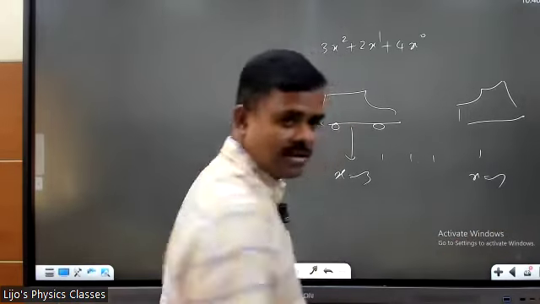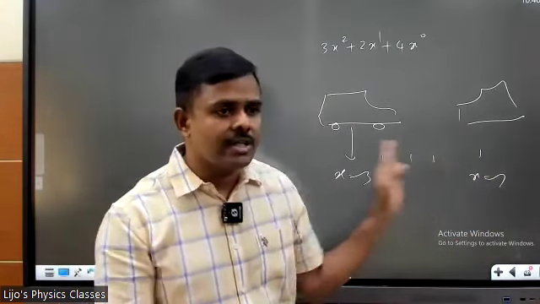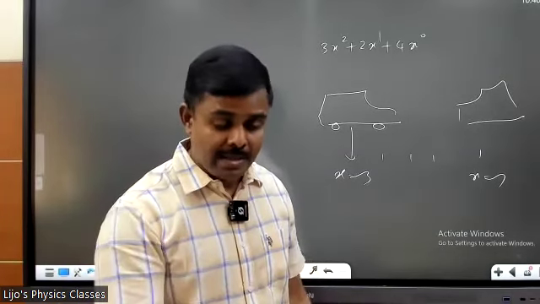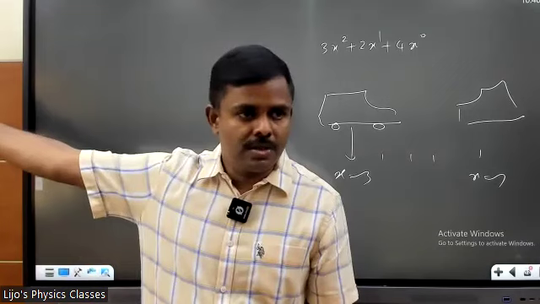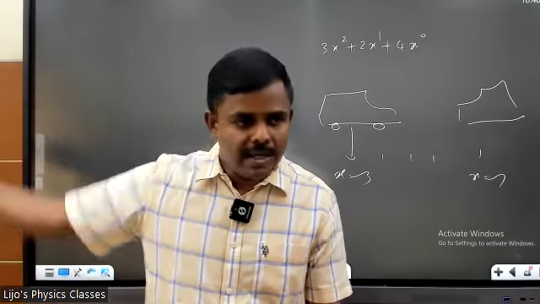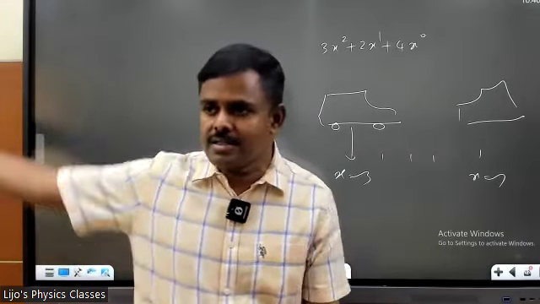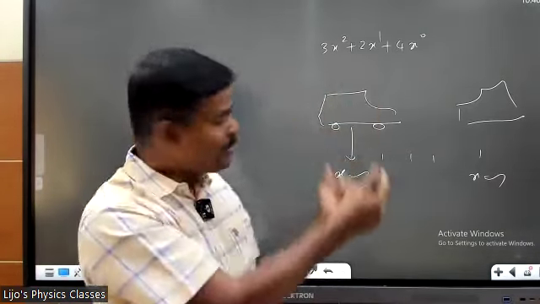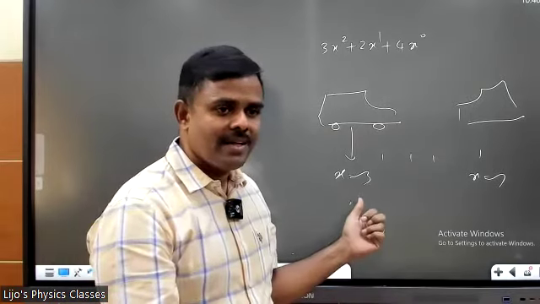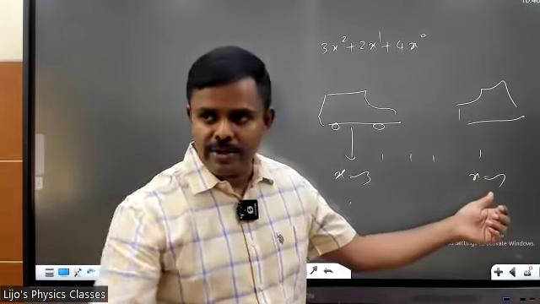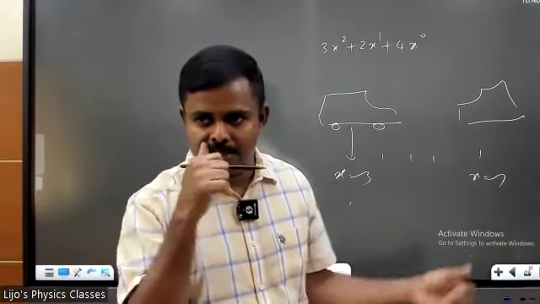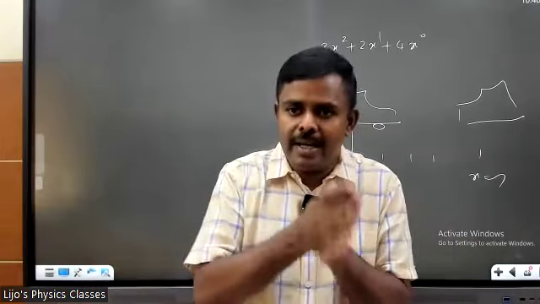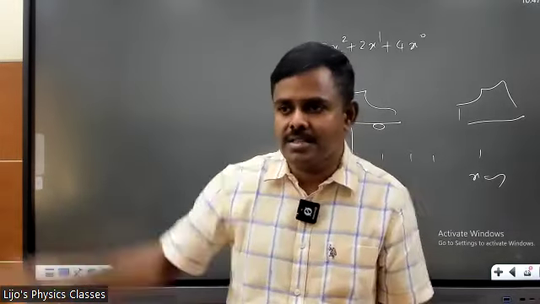X equal to 7. I can find the work done in pushing the car from x equal to 3 to x equal to 7. Understood? I can find the work done over this distance. How? Just perform this mathematical step and put the limits. Lower limit is x1, upper limit is where you reach. You put those limits, solve it, and you will get the work done in pushing the car over this distance.